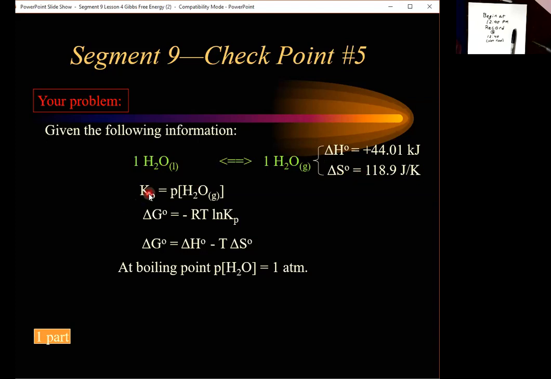We're given that Kp is just going to be the partial pressure of the water. Delta G superscript is minus RT log Kp. Delta G superscript is delta H minus T delta S. And at the boiling point, partial pressure of water will be 1 atmosphere. Follow the pattern we did on the vapor pressure. You can calculate that. Calculate the expected boiling point of water.